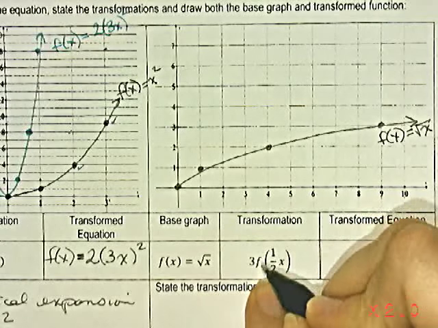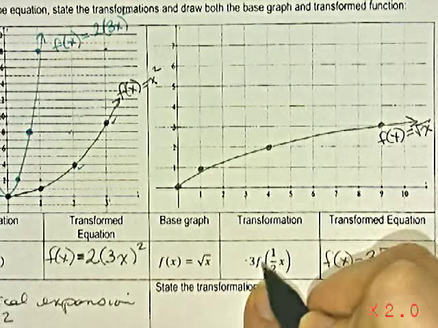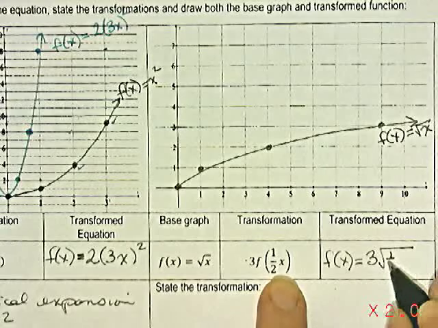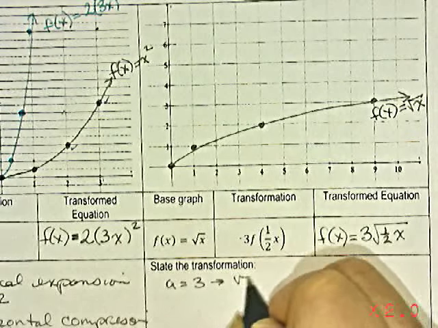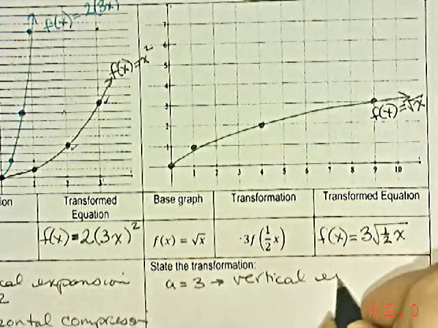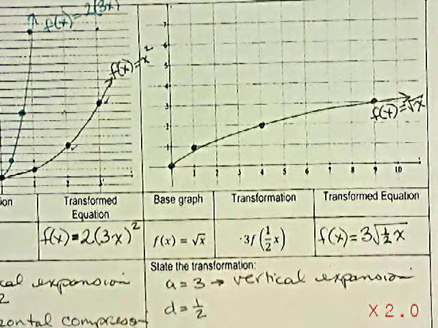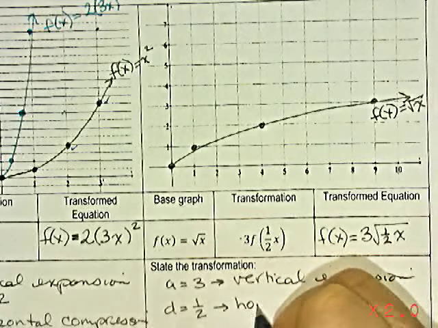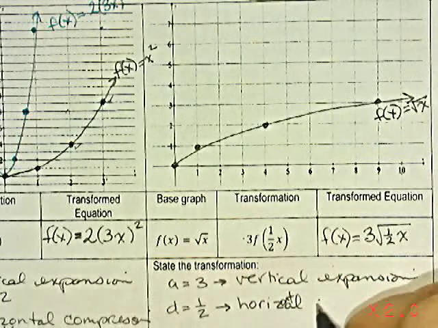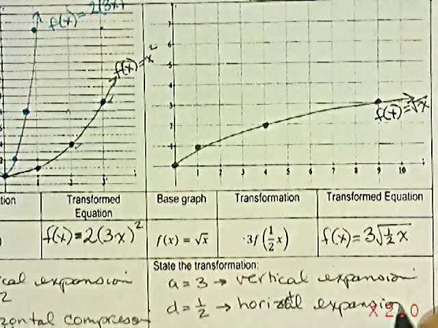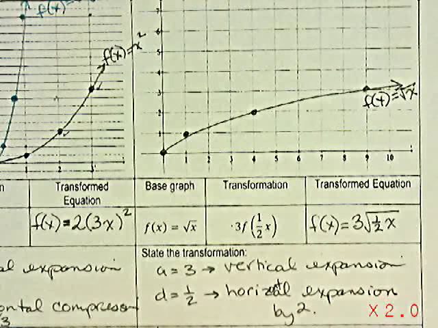I want a 3 in front of my radical function, multiply a 3 in front of my f of x, and I want a half inside my f of x. Well, with an a value of 3, I know that that is, again, a vertical expansion. However, with a d value of a half, dividing those x coordinates by a half will invert and multiply, and we will make them bigger. We will get a horizontal expansion. So we're going to get bigger in both dimensions. Horizontal expansion by 2. We'll double our horizontal distances.